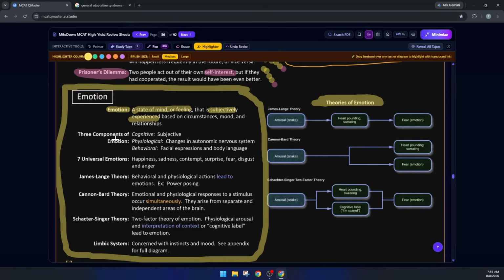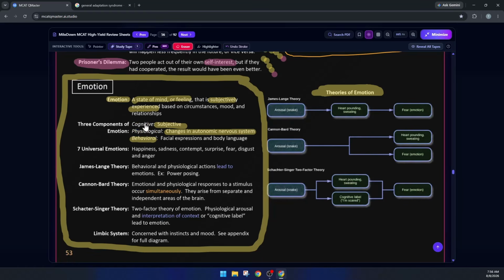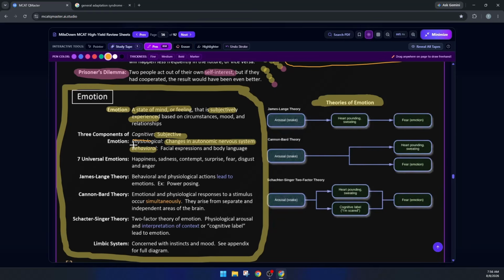Okay, and the 3 components of emotion involve cognitive, physiological, and behavioral. So cognitive is subjective, it's what you're thinking pretty much. Changes in the autonomic nervous system are physiological, so literally what is happening to your body. Behavioral means what is happening to your facial expressions and body language.